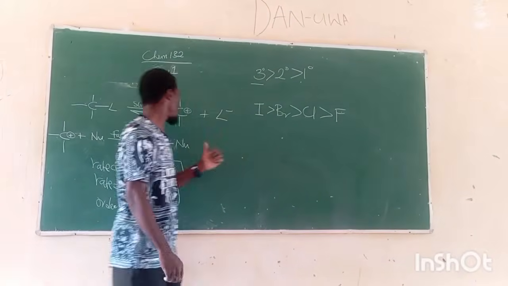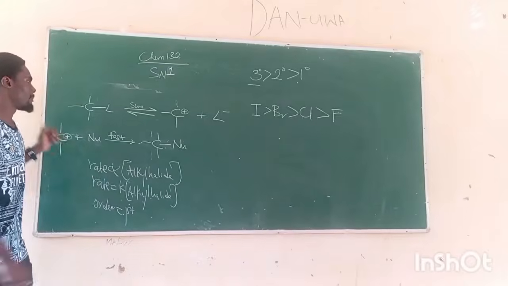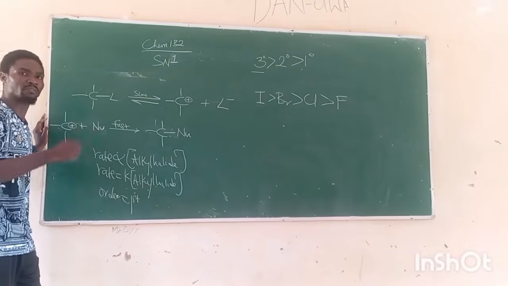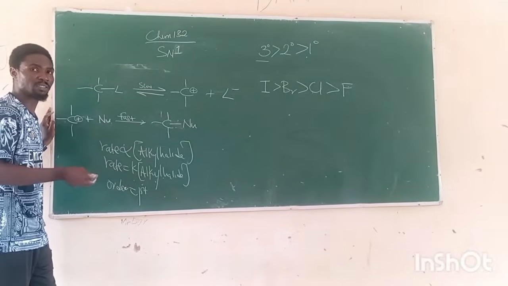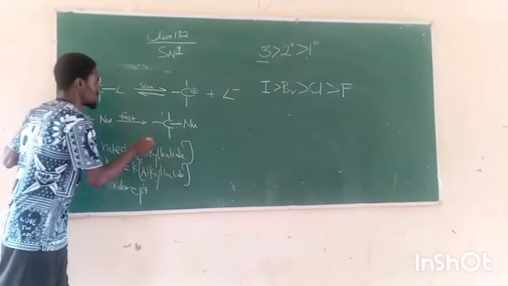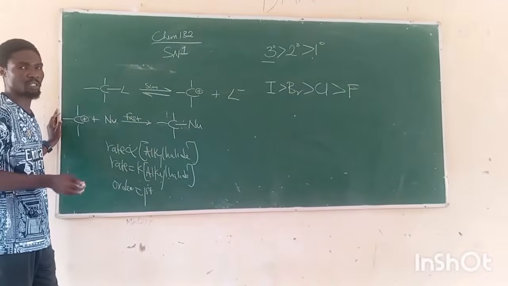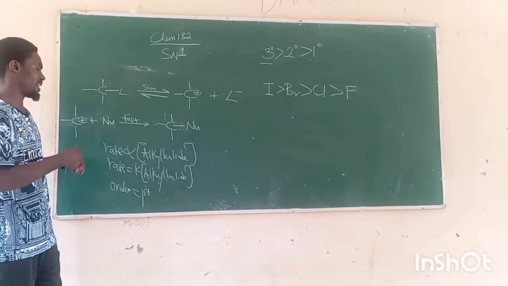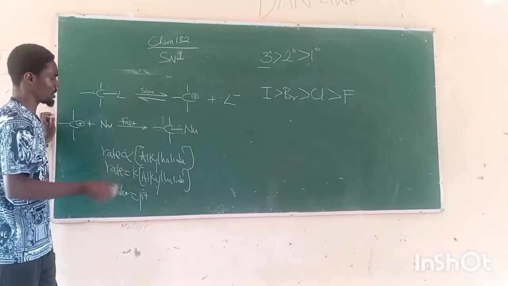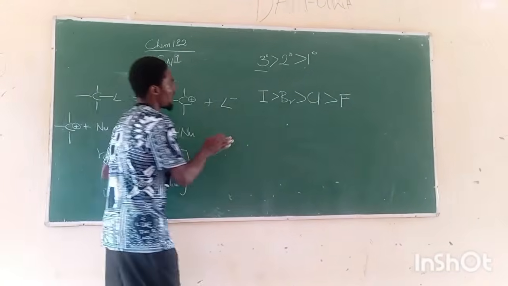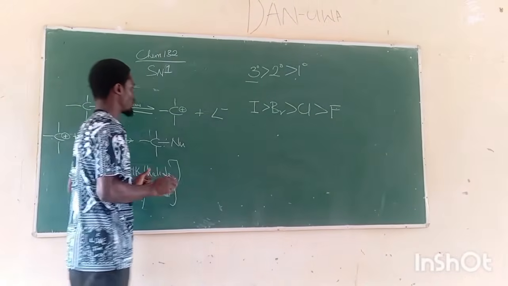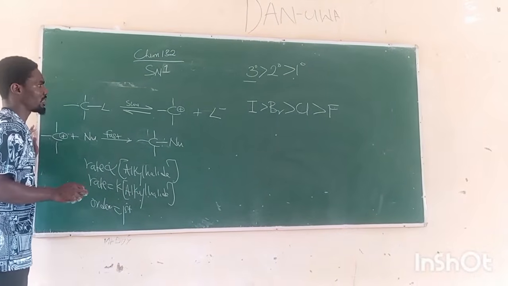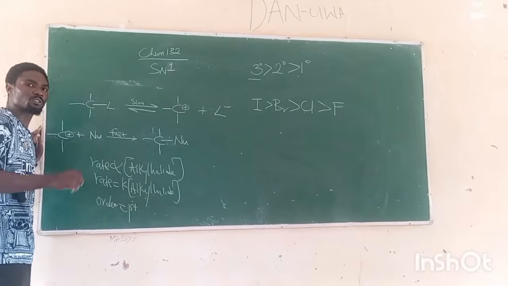Now, unlike the SN2 reaction, where you have an inverted configuration, a Walden inversion, in this case you have a racemic mixture. You have two configurations. You have a racemic mixture. One is retained, and then the other is inverted.